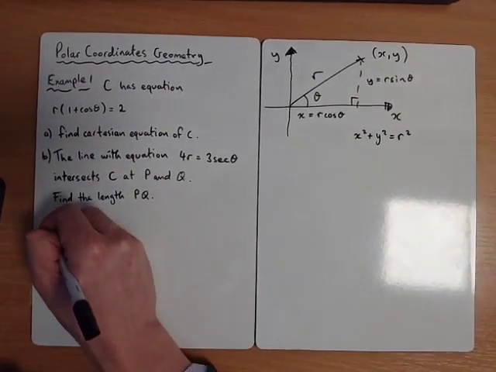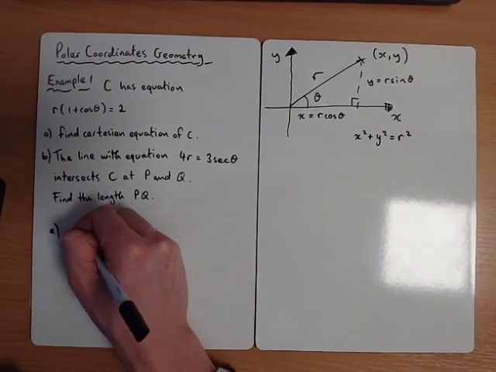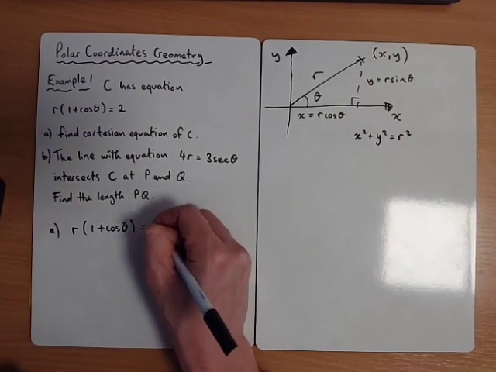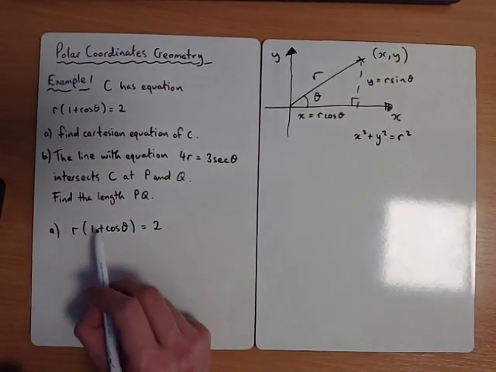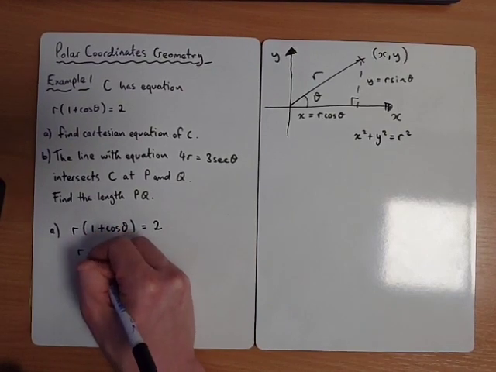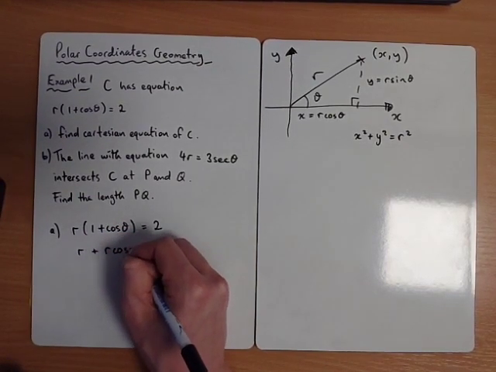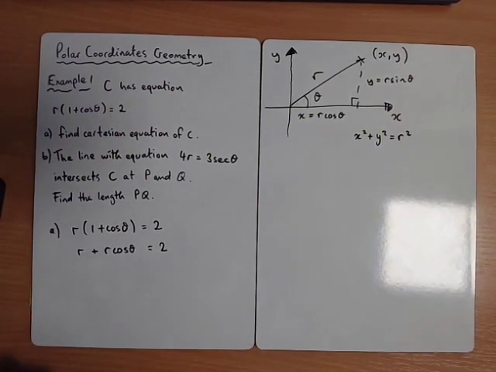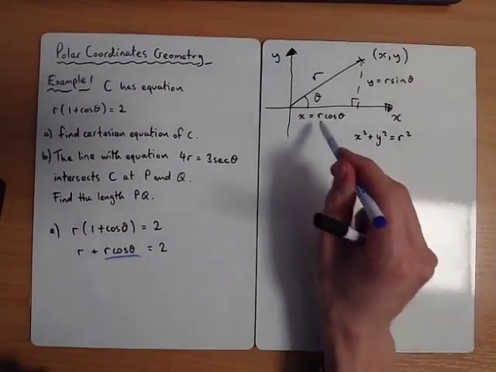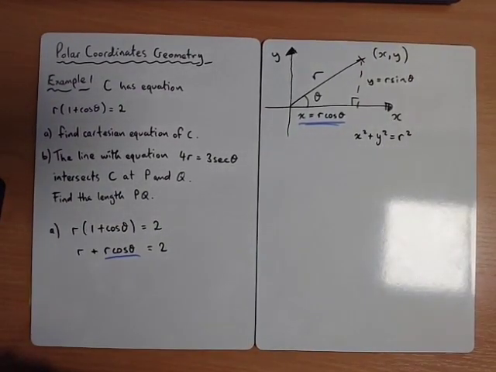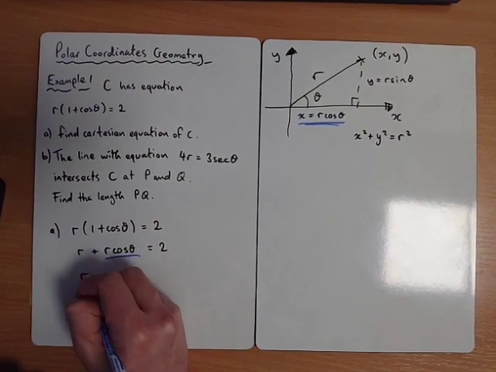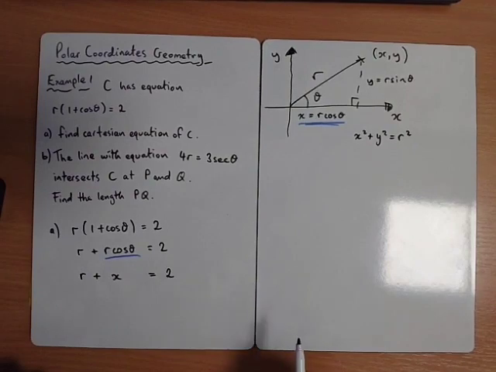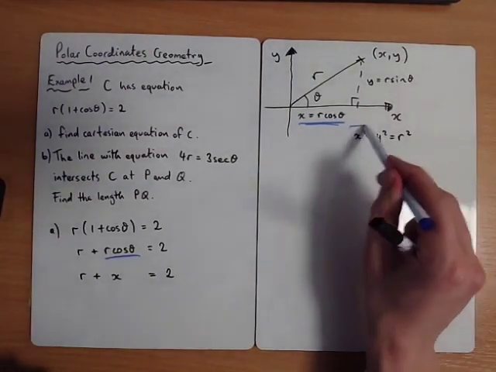So looking at this, how could we start? We've got r times (1 plus cos theta) is equal to 2. If I expand this out, I'm going to get r plus r cos theta equals 2, and we know r cos theta we can write as x. So r plus x must equal 2. I want to use r squared.